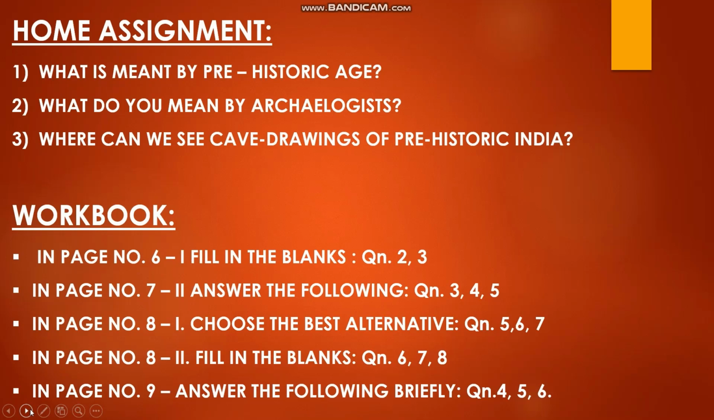On page number 8, first main, choose the best alternative. Question number 5, 6, 7 you have to write. The remaining are omitted. On page number 8, fill in the blanks. Question number 6, 7, 8 you have to write down. On page number 9, answer the following briefly. Question number 4, 5, 6 you have to write in your workbook.